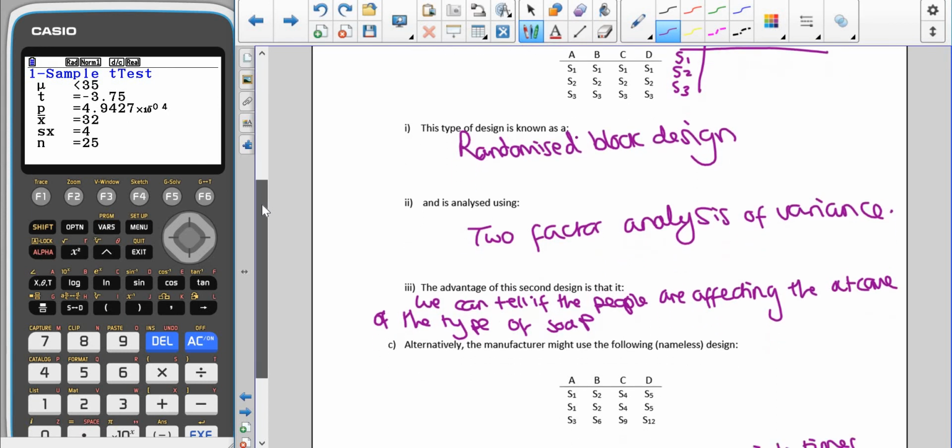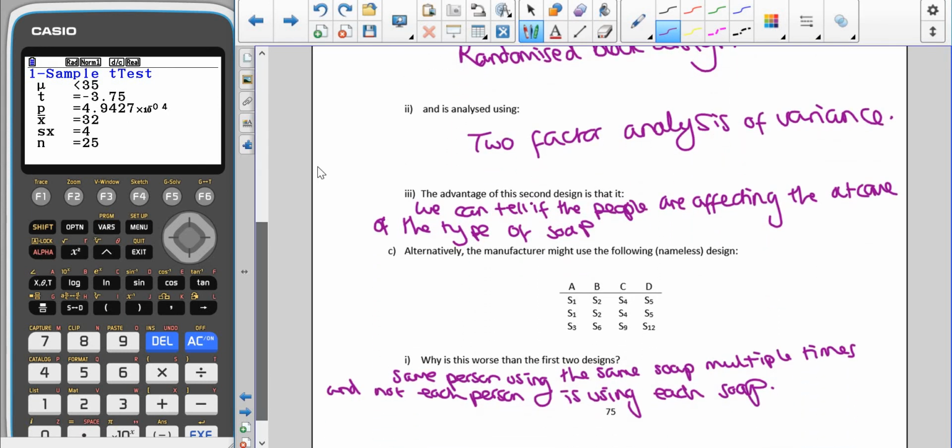So then for part C, we've got alternatively, the manufacturer might use the following nameless design where A is being used by person 1 twice and then person 3. So B is being used by person 2 twice and person 6 once. C is being used by 4 twice and 9 once, and D is being used by 5 twice and 12 once. Why is this the worst design of the three?